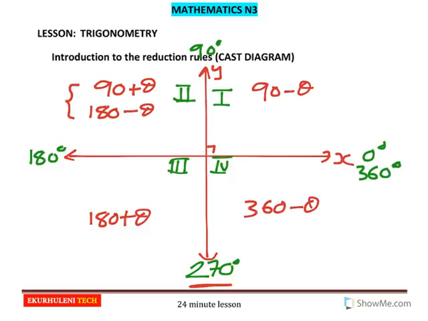Now, with this particular diagram having been labeled like this, there is something that we call the CAST diagram. I'll use another pen. This is how you write the CAST diagram. The C is written here, the A is written here, the S is written here, and the T is written here. What does CAST diagram mean?